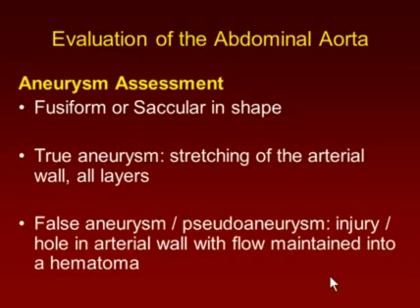Aneurysms are usually fusiform. They may be saccular. It is good for us that most of them are fusiform because those are easier to measure accurately. A true aneurysm involves all 3 layers of the arterial wall. Pseudoaneurysms or false aneurysms are usually caused by injury or a hole in the arterial wall with flow maintained into a hematoma and do not involve all 3 layers of the arterial wall.